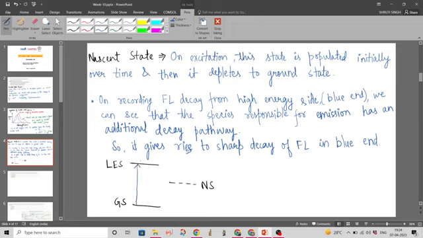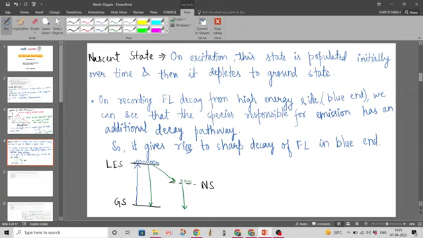Now, here we have some population, and this population has two pathways to deplete. It can go directly to the ground state, or it can go to the nascent state, and then from the nascent state it comes over here. So it has two deactivation channels, whereas this emission has only one deactivation channel. So the decay of this one will be slower than the decay of this state.